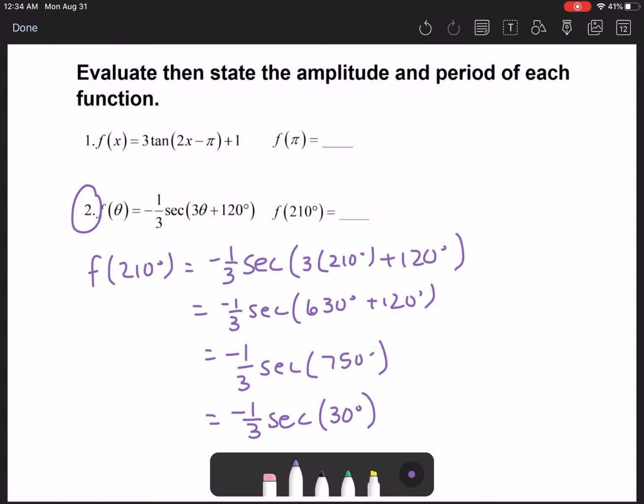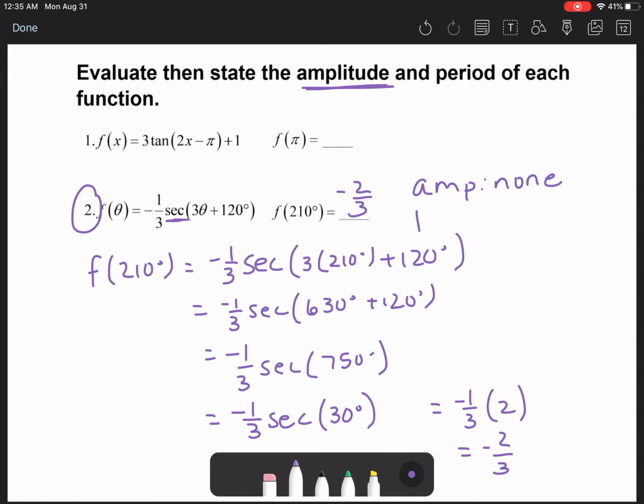The secant at 30 degrees, well, cosine at 30 degrees is 1/2. So therefore, secant is 2. So we're going to have -1/3 times the secant of 30 degrees, which is 2, which gives us -2/3. Now, a couple extra things I'm asking you here. What is the amplitude of this? Well, remember, secant has no minimum or maximum. So the amplitude is none. We can't have an amplitude if we don't have a min or max.